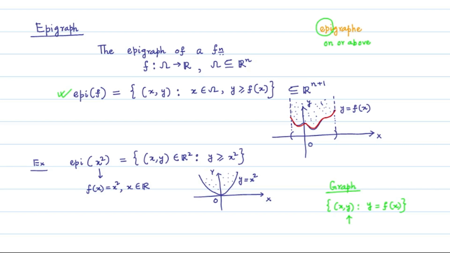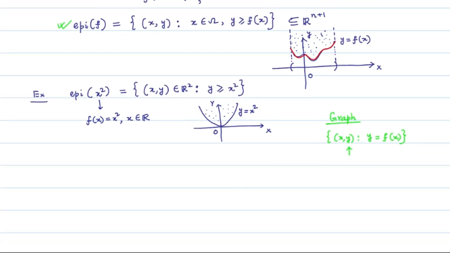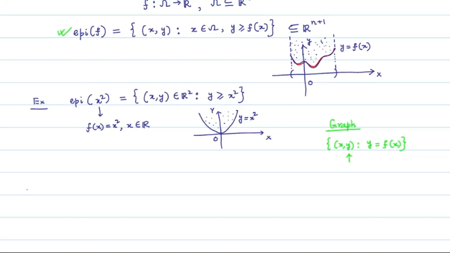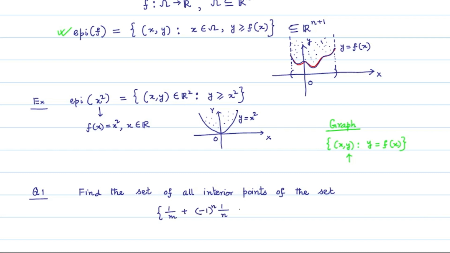Before I end, let me give you a few more home tasks for your self-analysis. I will give you home tasks in the form of a few questions or problems. The first problem that I would request you to execute is the following: find the set of all interior points of the set of all real numbers which are of the form 1/m + (-1)^n (1/n), where m and n are both natural numbers.